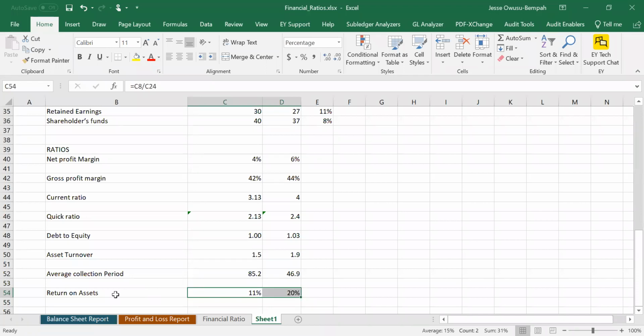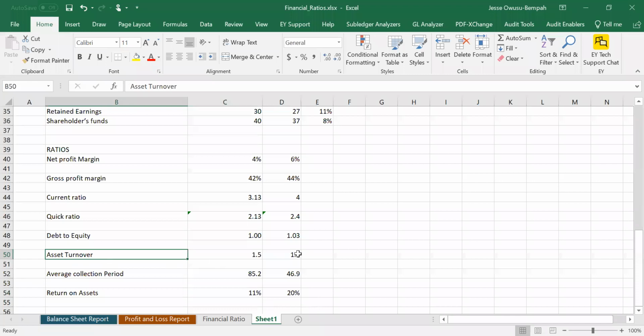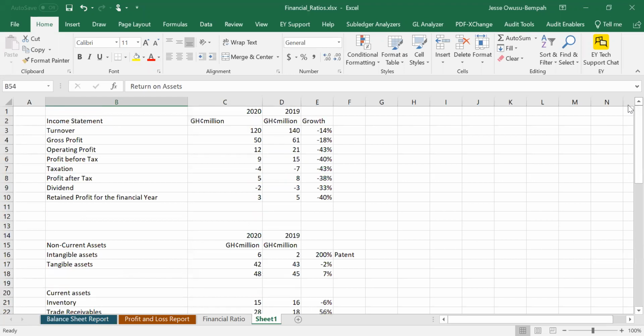So if you look at return on assets and you look at asset turnover, you see that they are all declining. Return on assets declined, asset turnover declined, because at the end of the day, return on assets is looking at the profits over the assets. Asset turnover is looking at sales divided by net assets. Since our sales is down, our profit too will be down based on SBL's financials.